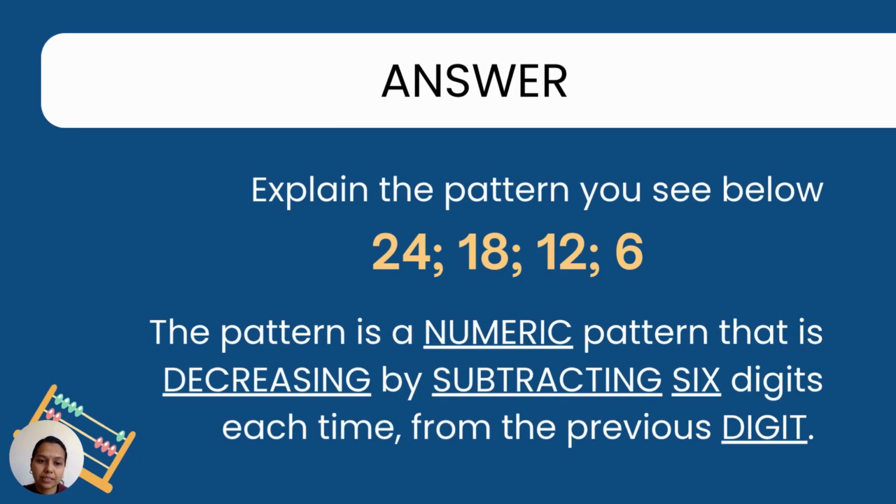So here we have the answer. To explain the pattern, we can firstly see that there's no symbols and shapes, and so this is a numeric pattern. The digits are a clear example that it's a numeric pattern. So the pattern is a numeric pattern that is decreasing by subtracting 6 digits each time from the previous digit.